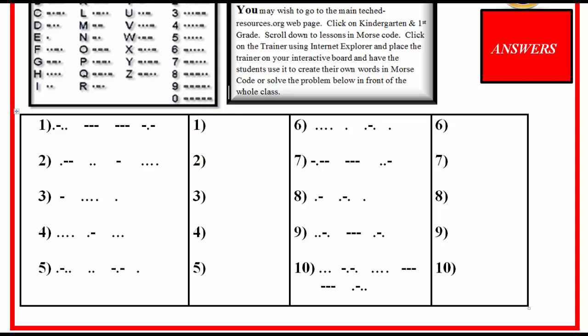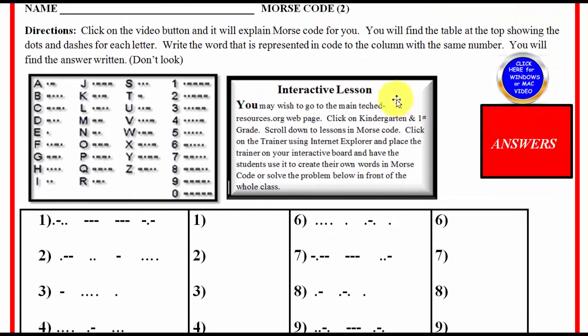Now, what you can do to make this more interactive and interesting is you can go to the main technology website, and scroll down to kindergarten and first grade. Now when you go to kindergarten and first grade, look for Morse code, click on it, but you should use Internet Explorer because it's Flash and it'll come up. So then you can bring this up on your interactive board and you can use that to decipher all these.